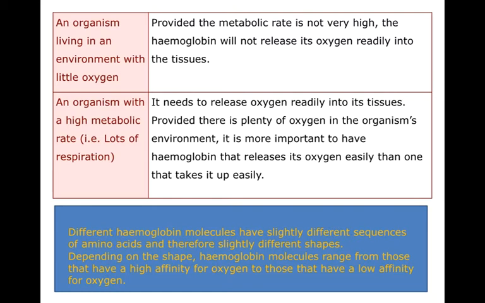So if you change the amino acid sequence, you change the primary structure, you change the secondary and the tertiary structure, and you therefore make a type of hemoglobin that can associate at lower or at higher partial pressures. Okay, hopefully that's been of help.